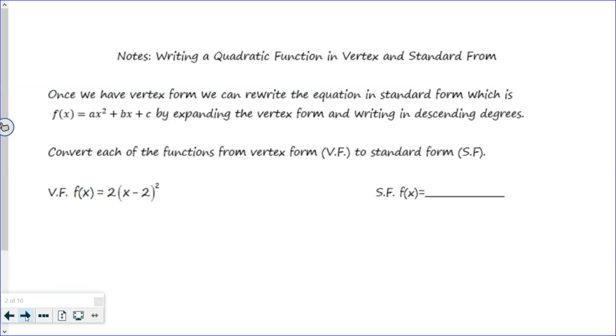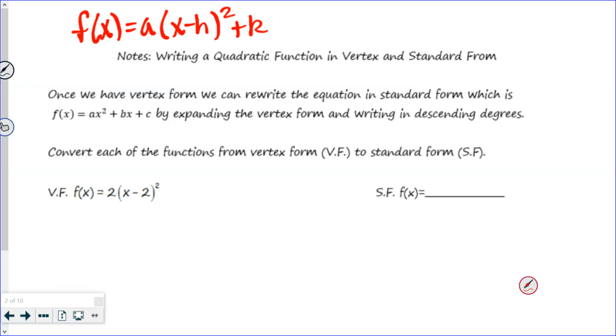So we are going to go from vertex form, which is what we were doing yesterday, to standard form. So remember yesterday our vertex form was a times (x minus h) squared plus k. The nice thing about vertex form is we can pick out the vertex from it. We can find all of our transformations from it, which makes it real easy for graphing. But sometimes they want it in the expanded standard form, which is kind of like the polynomial form that we were doing before.